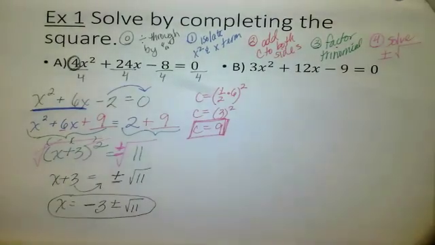This is the work that I show when I'm completing the square. Okay? Do you have any questions on the first one? Okay. All right, letter B: 3x squared plus 12x minus 9 equals 0.